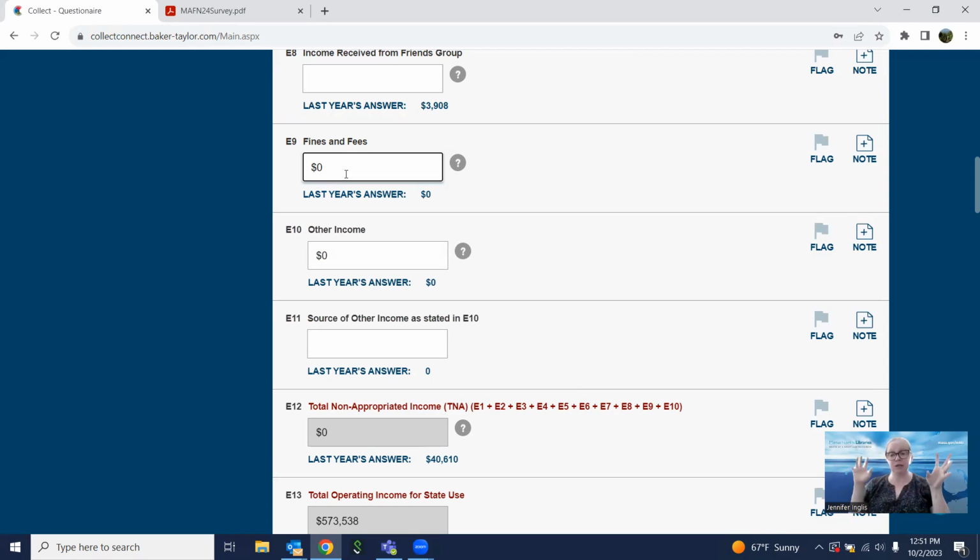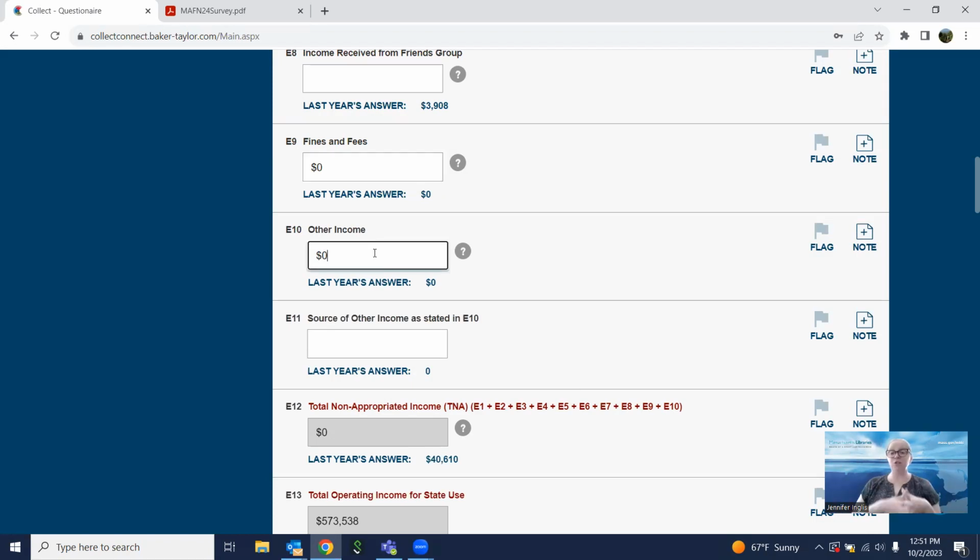So it's possible that you have money in both. If you have a revolving fund and then you have other types of fees, your revolving fund might only be for overdues, and then you have meeting room fees and you would put those here. So don't double report. And then other income is kind of a catch-all.